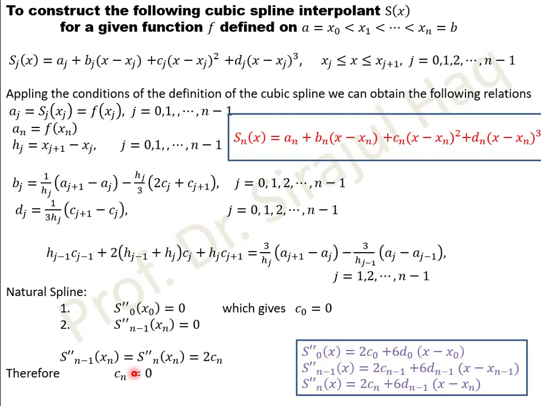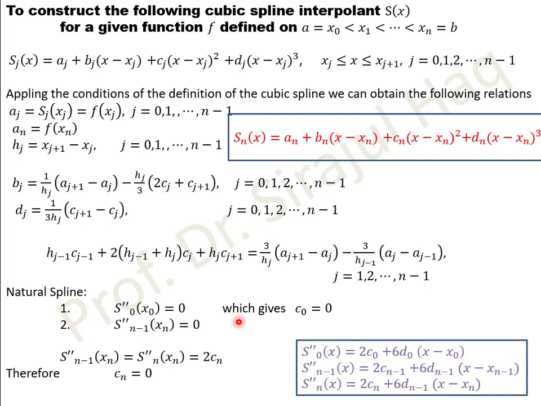Previously you saw that we were looking for 4n unknowns and 4n equations were required. But in this case, the problem has been reduced. Instead of solving a 4n by 4n system, we are solving only n plus 1 by n plus 1. And that automatically reduces your calculation.